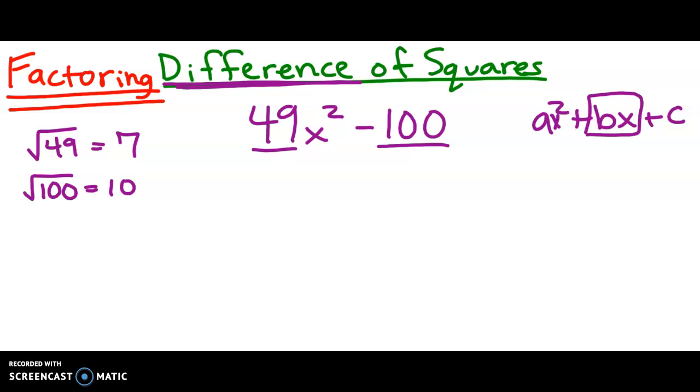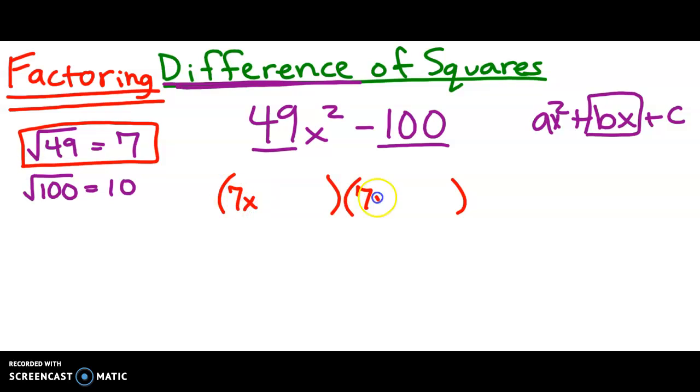Now, how do I factor this? Let's go ahead and write our binomials. The shortcut would be to find the square root of both of those numbers. So in this case, the square root of 49 is 7. We found it right here. So each factor is going to be 7x. The reason I know they both have x's is because x times x gives us this x squared. And then also we know that the square root of 100 is 10. So 10 is going to go into each of these.